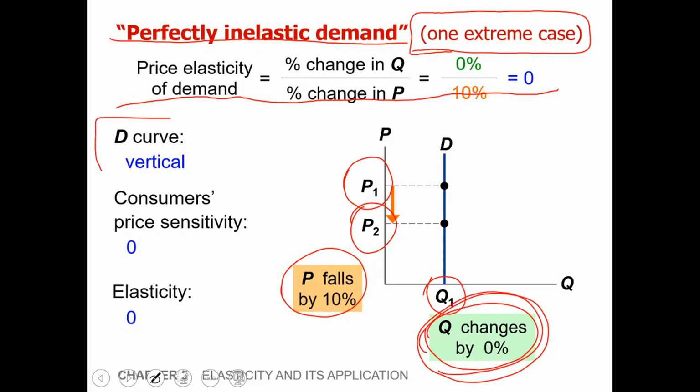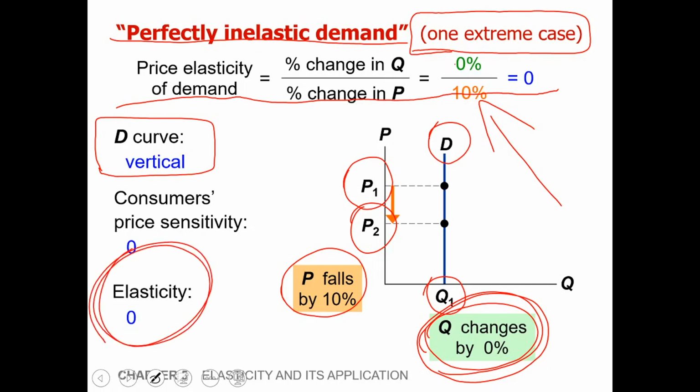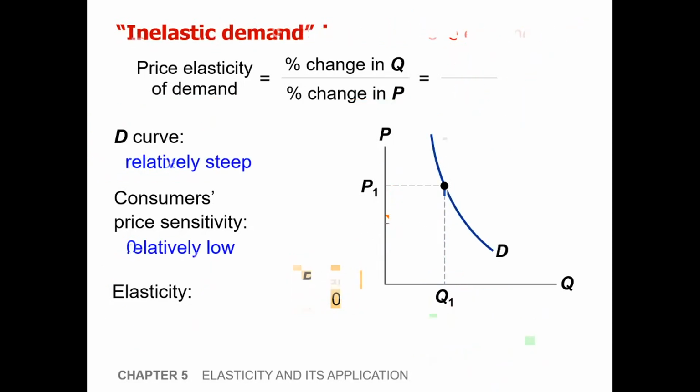So in this case, the demand curve is always vertical, like this. It's vertical. Consumers' price sensitivity is 0. Elasticity, as you can see here from the formula, 0% is the change in quantity and 10% is the change in price. 0 over 10 is equal to 0. So elasticity is also 0. This is the first case, perfectly inelastic demand. Now let's move on to the second case, inelastic demand.